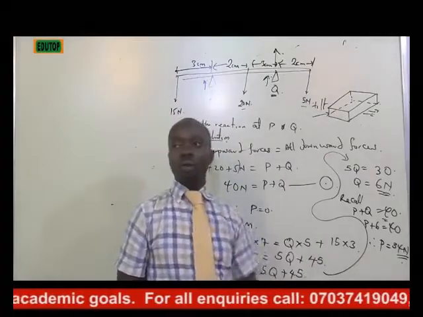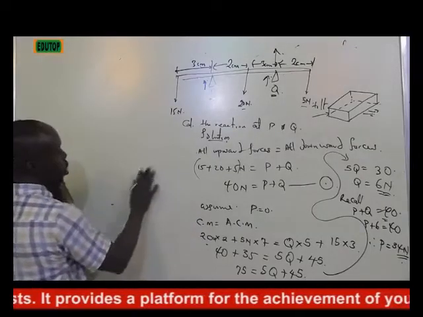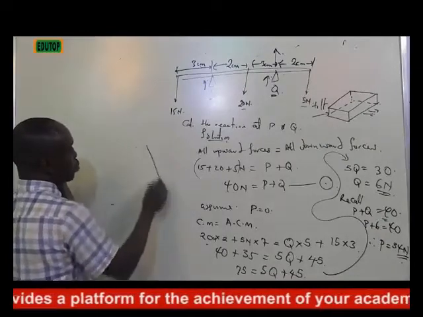Now, the next one we have what we call unstable. A body is said to be in unstable equilibrium when, on receiving a slight displacement, it tends to roll over. Do you understand? It tends to move from its original position to another position, meaning that the initial status of that body is lost.